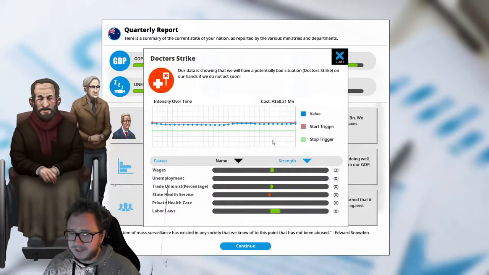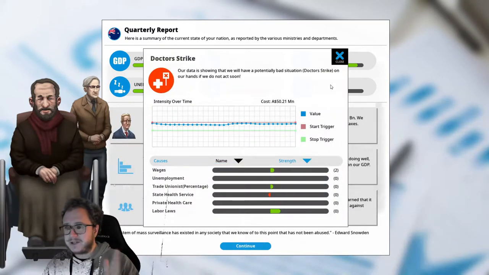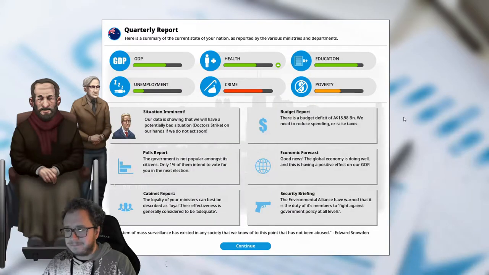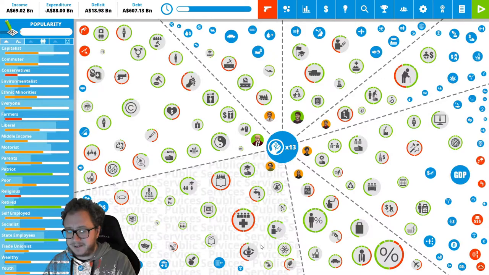So the doctors' strike is imminent. We're going to bump up the state health service funding to help negotiate that potential issue from spiraling out of control.